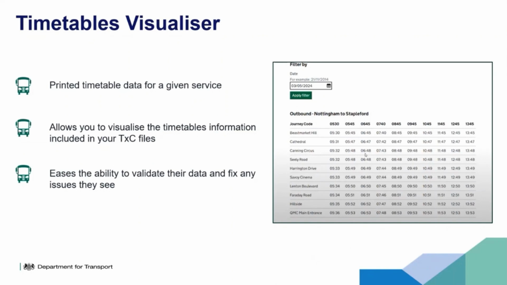So as you can see on the right, this is an example of the Timetables Visualizer for a service. You can see the journey codes at the top, the NaPTAN bus stops on the left, and then the journey departure times for that service.